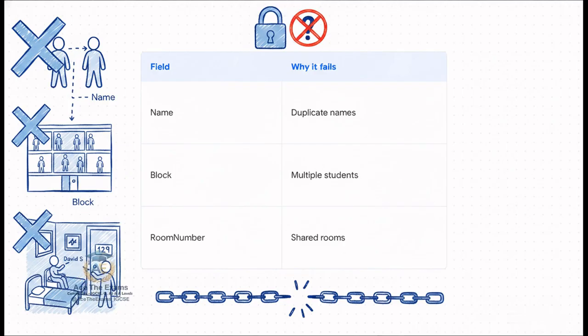Remember our rule for primary keys? Absolute uniqueness. Name fails because, look, we have 2 different students named David Smith. Block fails because multiple students live in Block A. And room number fails because they share rooms. David Chow and David Smith are both in room 129. Since there are duplicates in every single column, a primary key just isn't possible here.